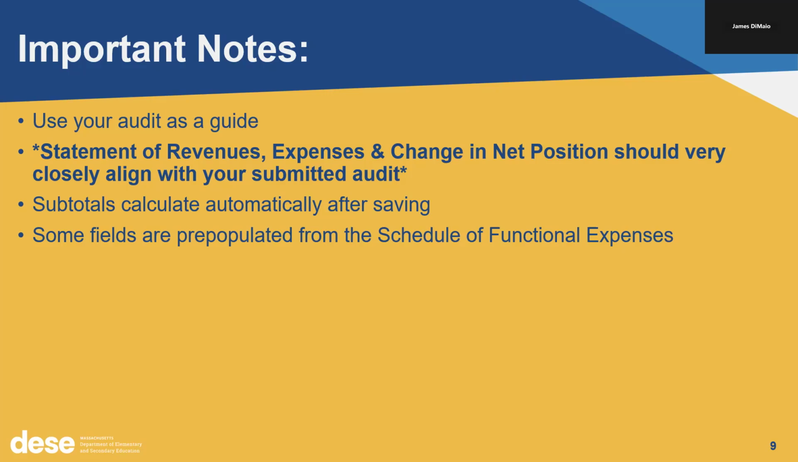In this schedule, some fields are pre-populated from the schedule of functional expenses. So if you've done that schedule already, you will see them, and if not, you won't, but I'll highlight that in the demonstration. So let's dive right into champ and take a look.